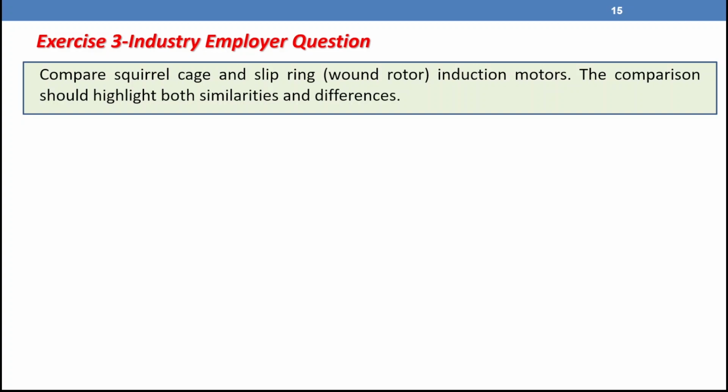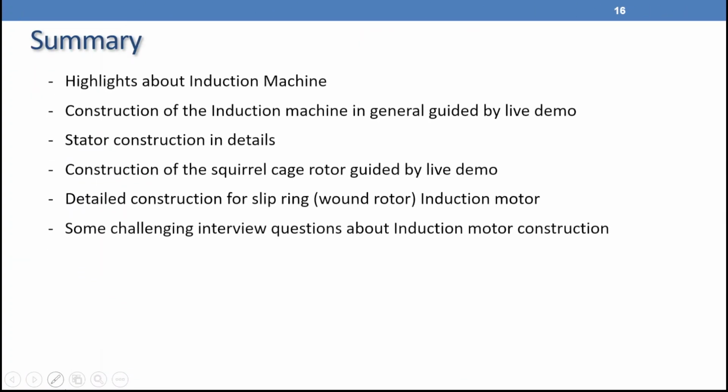Let us summarize this video. We had highlights about the induction machine. We looked at the construction of the induction machine in general, guided by a live demo. I brought for you a real machine and one of them is dismantled, so we looked inside the machine. We looked at the stator construction in detail, the construction of the squirrel cage induction motor or rotor guided by a live demo as well, and we looked at the detailed construction of the slip ring induction motor, and we ended this video with some challenging interview questions about the induction motor construction.